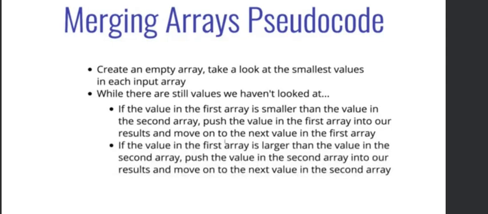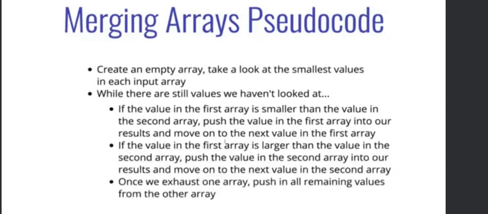And then we move on to the next item in the first array. If it's the other way around, if the item in the first array is larger than the value in our second array, we take the value from the second array and put that in the results and move on to the next value in the second array. And then once we finish one array, we just push all the remaining values from the other array in.